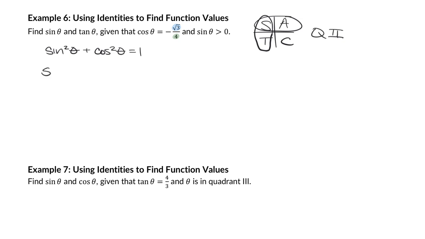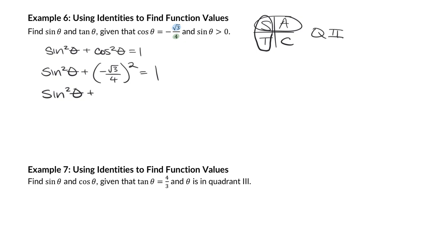Okay, we don't know sine squared of theta, but we do know cosine of theta. Cosine of theta is this negative square root 3 over 4. So if I square that, it's going to be equal to 1. How many variables and functions do I have left once I've substituted that in? 1. I just have sine of theta. I can solve. Yay. What is negative square root 3 over 4 squared?